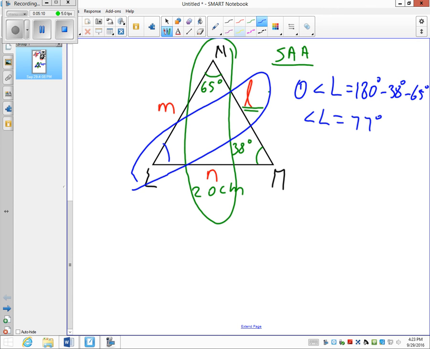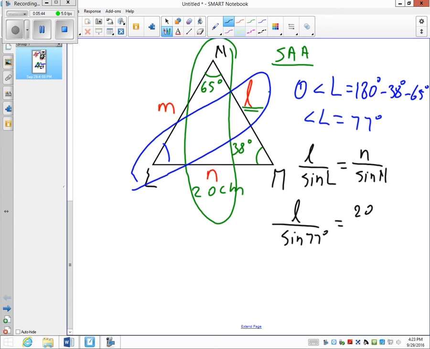Now I can create the other opposite pair to form the ratio. Since I'm solving for a side, it will be better to use the ratio L over sine of L, so we have the sides in the numerator. The other given pair is n over sine of angle N. Let's plug the information in. L is our variable, angle L, as we figured out, is 77 degrees, n is given as 20 centimeters, and angle N is 65 degrees.